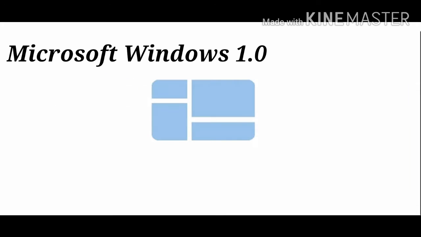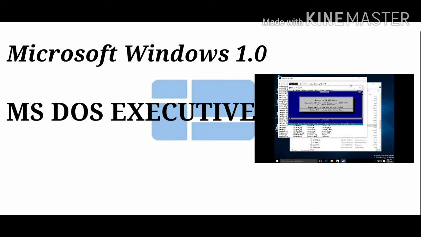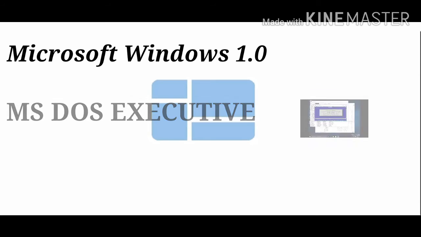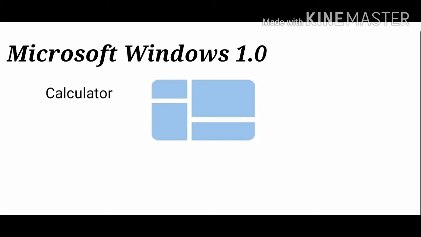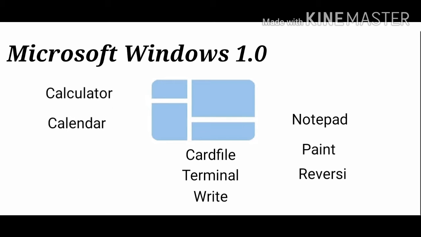Windows 1.0 runs a shell program known as the MS-DOS Executive, which is little more than a mouse-able output of the dir command that does not support icons and is not Y2K compliant. Other supplied programs are Calculator, Calendar, Clipboard Viewer, Clock, Notepad, Paint, Reversi, Card File, Terminal, and Write.